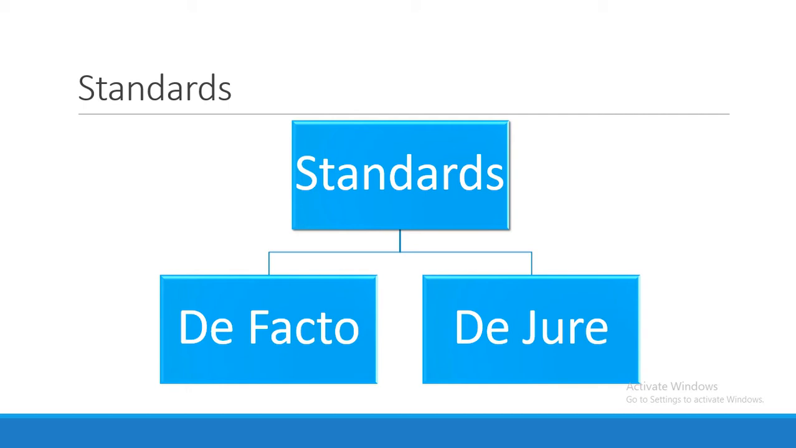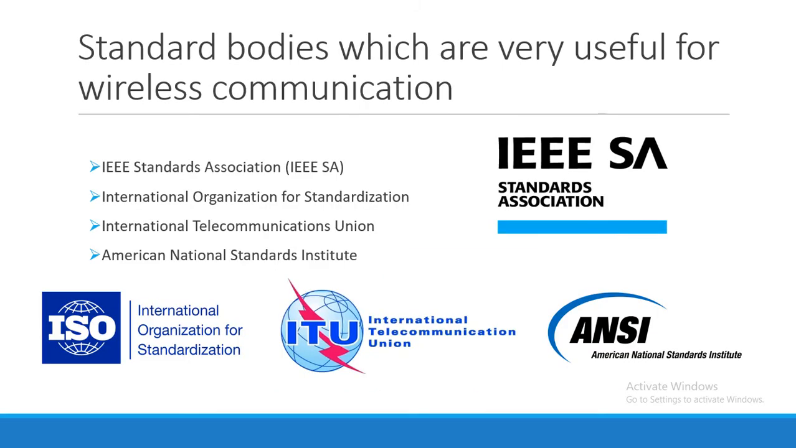The standards can be divided into two categories: de facto and de jure. De facto standards are standards which are not legitimated but used by many. De jure standards are officially legitimated standards. Okay, let's move to the next slide.